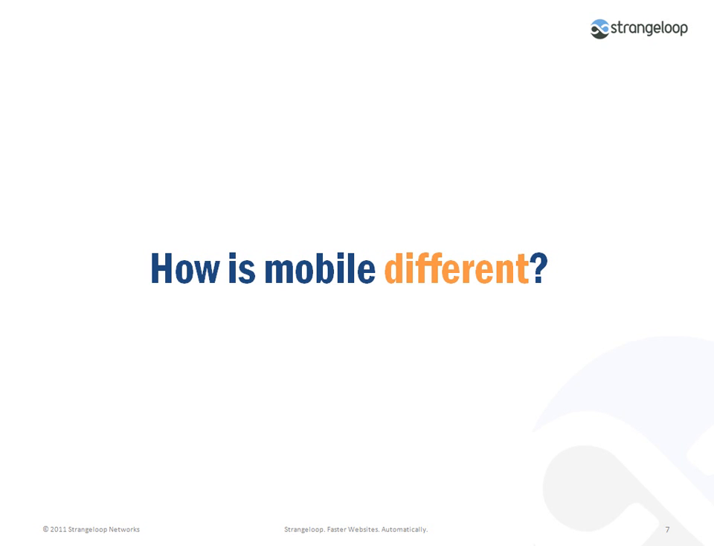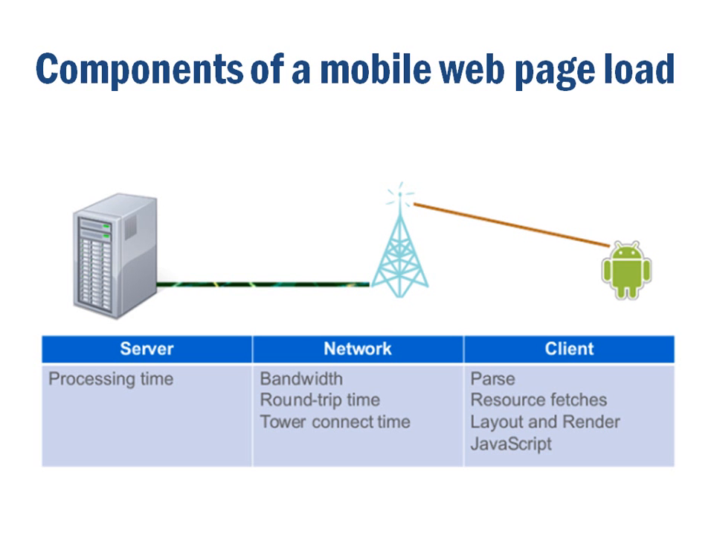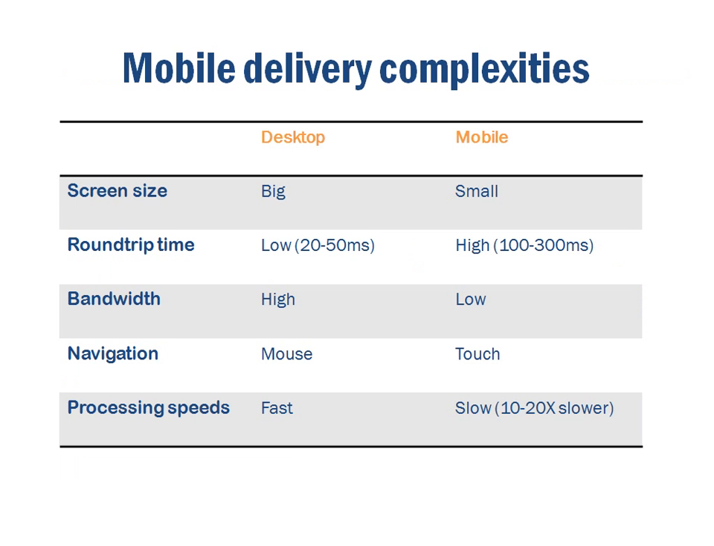What we did when we started this project is we looked and asked ourselves why mobile is different. We got banks of iPads and iPhones and Android devices, and we really asked ourselves, why are these different? Now, obviously, we studied the components of a mobile web page load. Clearly, this is very, very similar to a desktop page load, absent the tower connect time, which does happen in the network. But there are actually very significant differences that we see on mobile versus desktop.